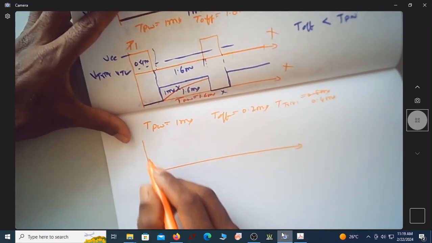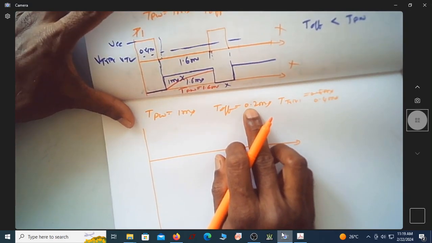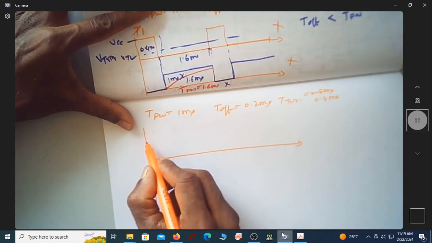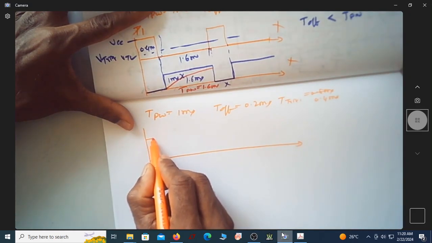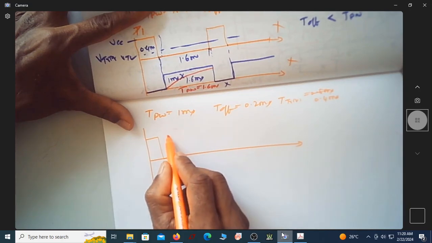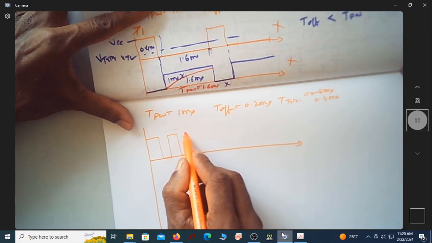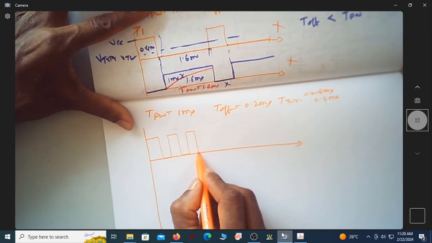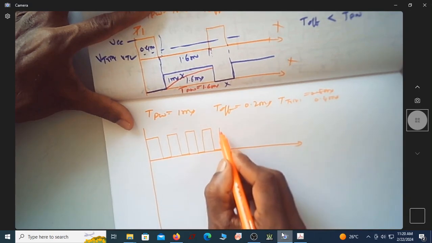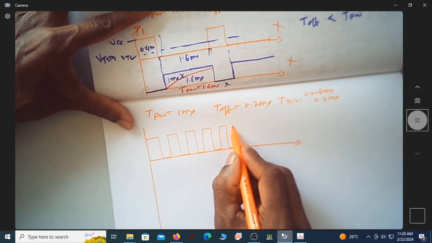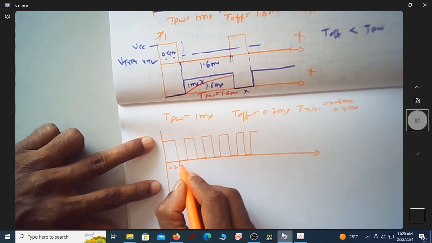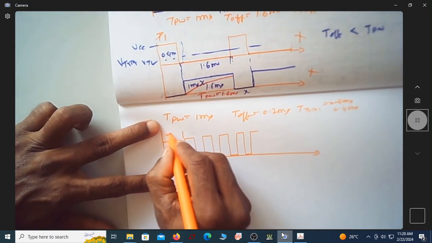So this is the thing. What is the off time? It is 0.2, and the on time is also 0.2. Do I have something like this? This is 0.2, this is also 0.2, this is 0.2. I am just writing it approximately. So I am getting a pulse, a trigger signal of something like this. This is 0.2, this is also 0.2, so this is 0.4.